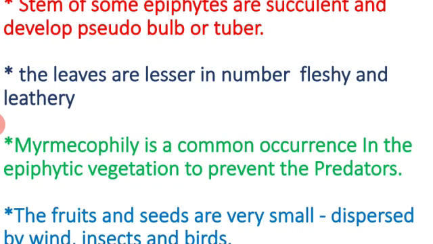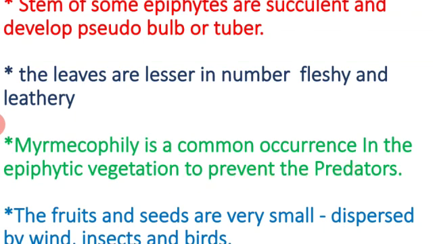Okay, next, some of the epiphytic plants are succulent. Succulent means watery as well as fleshy. Such types may be pseudobulbs or pseudotubers. The leaves are lesser in number, so very few. If present, they are fleshy as well as leathery. And mimicry is found here. Why? To protect them from predators, from enemies.